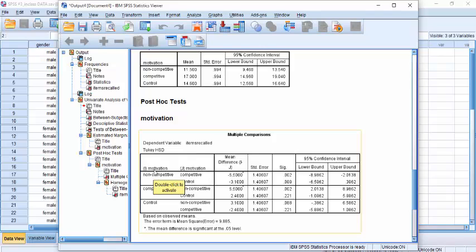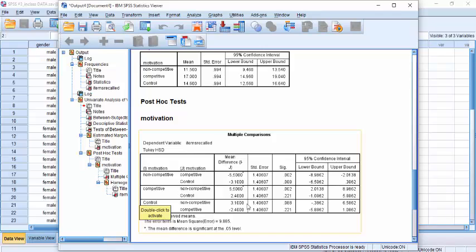Just to get familiar with looking at this table, this is being compared to these. We see that non-competitive compared to the competitive group was significantly different. The mean difference was 5.5. Comparing competitive to non-competitive is the same thing, still different. Control to non-competitive, not significant. Control to competitive, not significant.